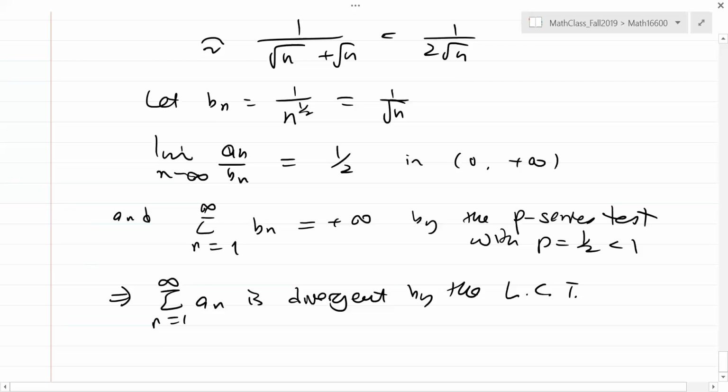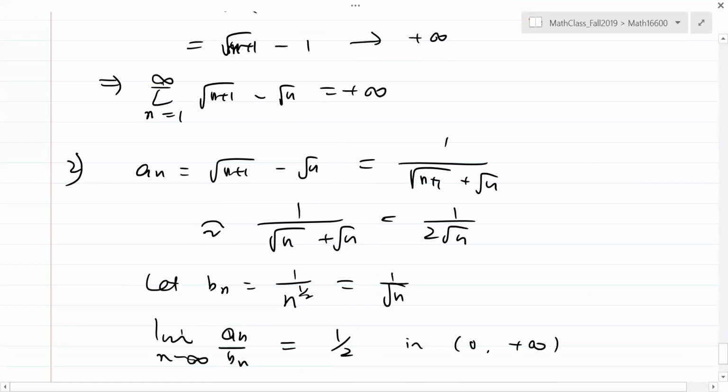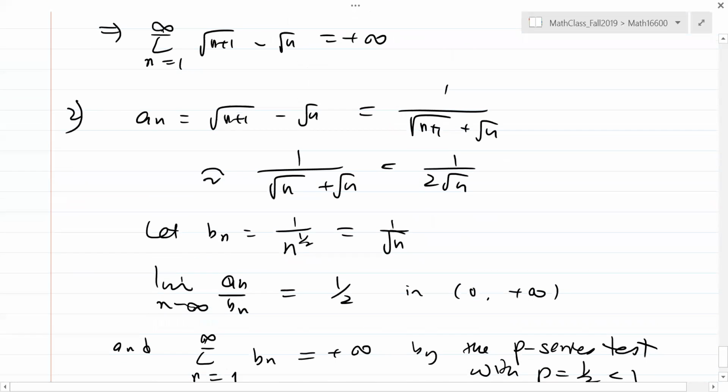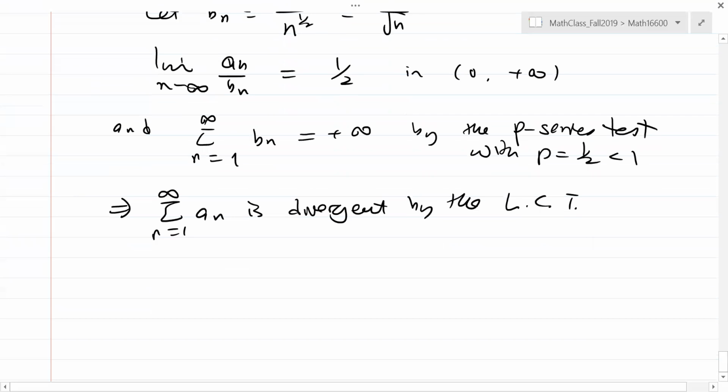Like this problem, you have 2 different ways to solve it. Okay, so let's look at the next one.